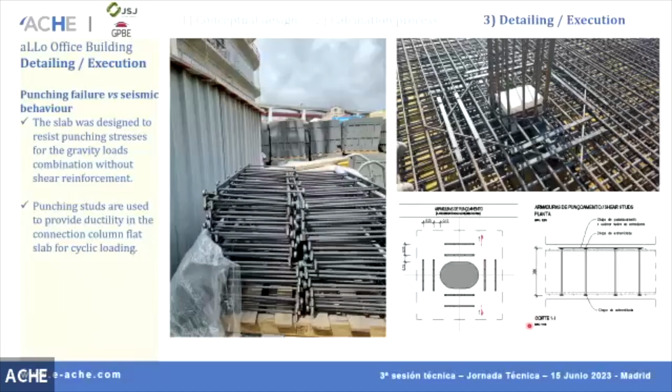The flat slabs, how did we solve this flat slab? So we designed the slab to resist the punching stresses for the gravity loads combination without any shear reinforcement, okay? But then we put stirrups, or these punching studs, which for us are better than stirrups. We put these punching studs in the slab to improve the ductility, the deformation capacity of the connection between the column and the flat slab. That is very important to have deformation capacity in this zone, even if these are secondary elements.